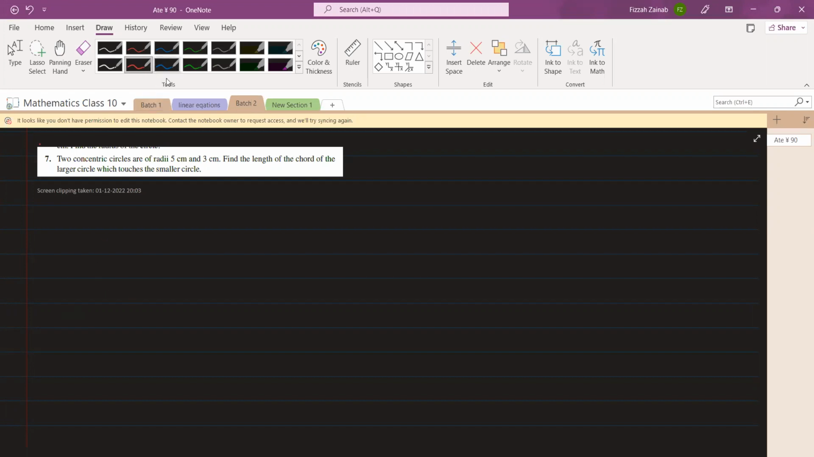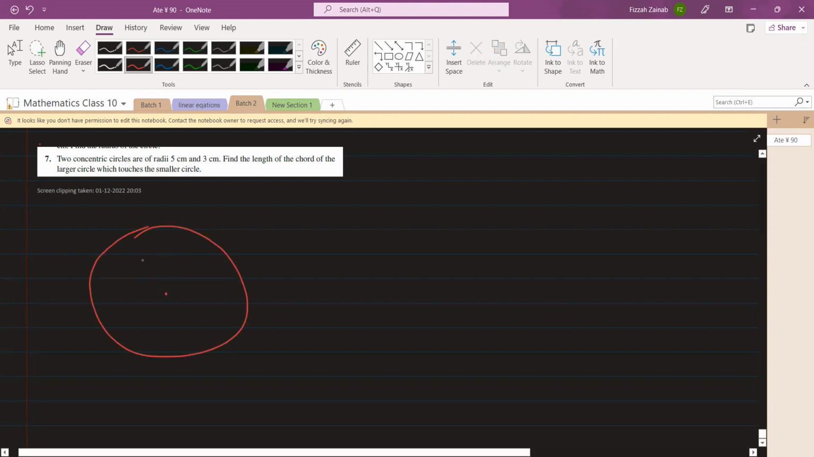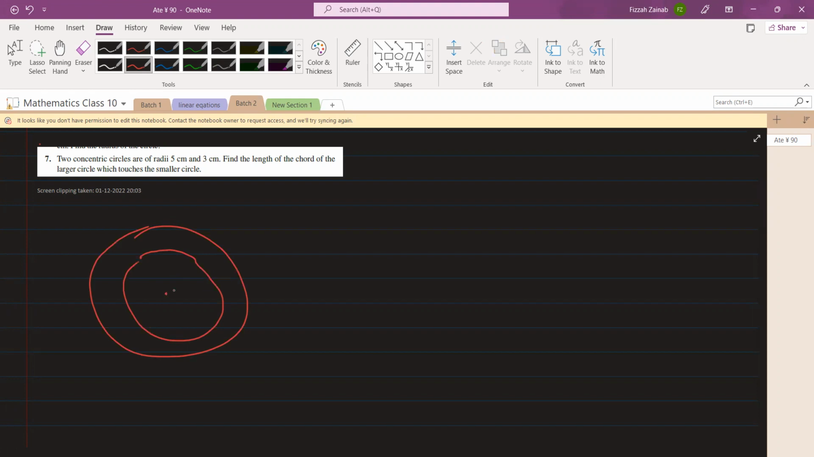Okay, so two concentric circles are of radii 5 centimeter and 3 centimeter. Find the length of the chord of the larger circle which touches the smaller circle. Basically, concentric means they have the same center. So you have a circle and then you have another circle. Find the length of the chord of the larger circle which touches the smaller circle.